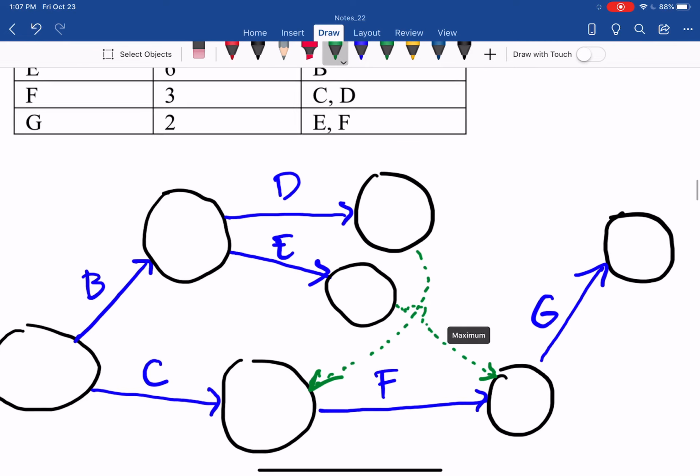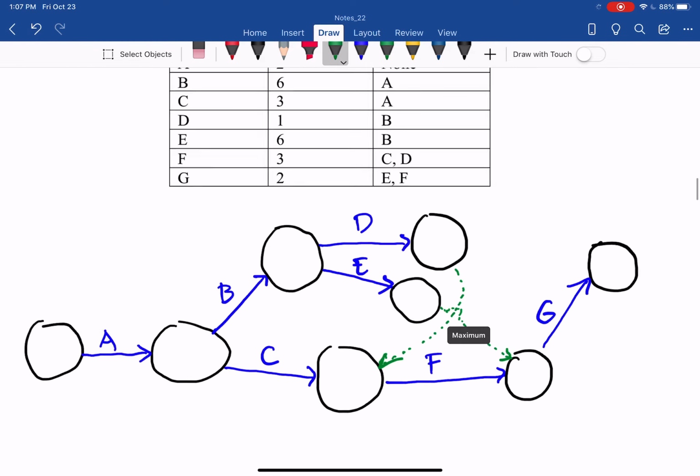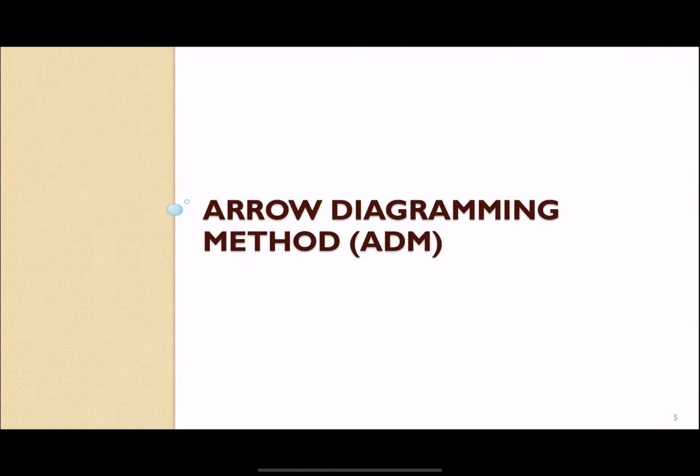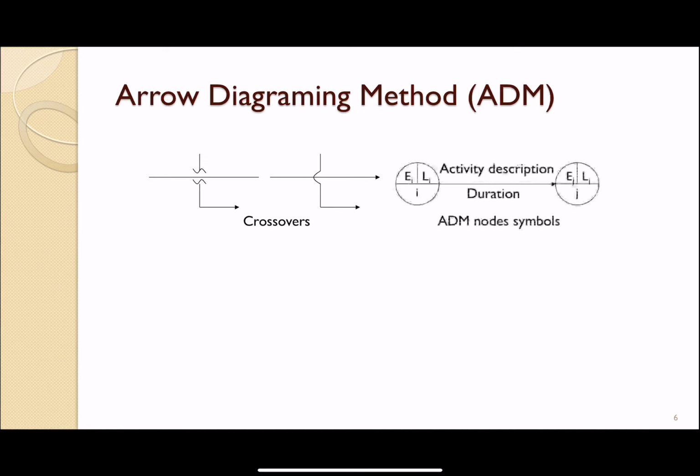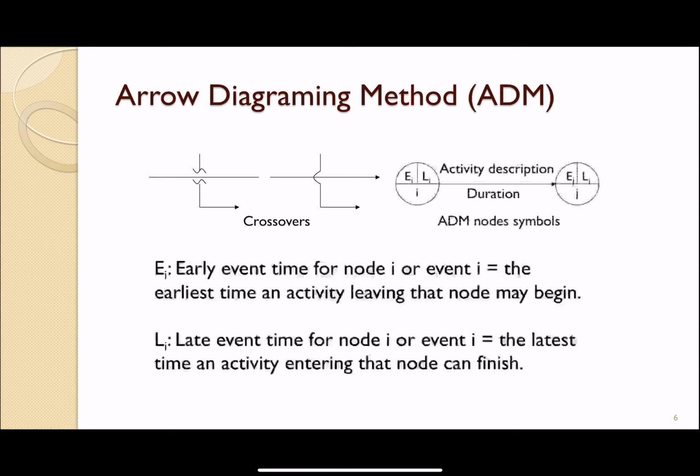And why I make a curve when the arrows cross, based on the slide that you have in the arrow diagram: it crossover, you may use that way, and we will get to that. Each node represents EI, LI, and I for calculation. EI stands for early event time for a node I, the earliest time an activity leaving that node may begin, and LI, late event time for the node I, the latest time an activity entering that node can finish.